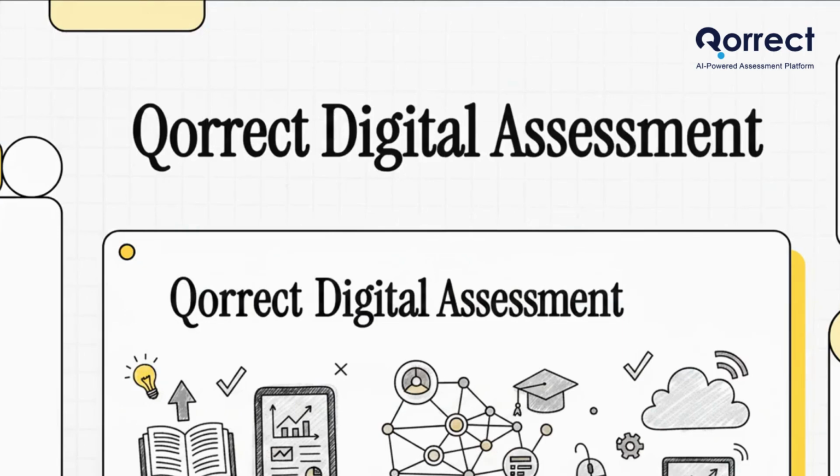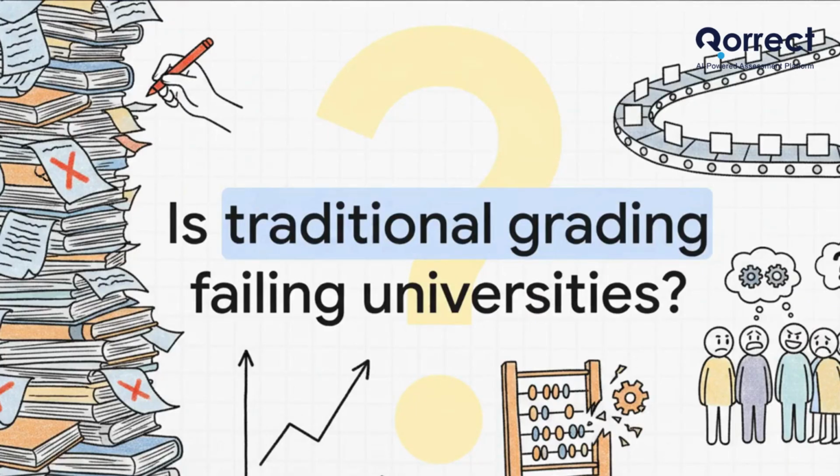Today, we're jumping straight into the engine room of modern education, how we actually evaluate learning. We're unpacking the massive shift toward digital assessment in universities, using the Qorrect platform as our guide to see exactly how this transformation happens. But before we look at the shiny new solutions, we've got to ask a rather tough question. Is traditional grading actually failing universities?